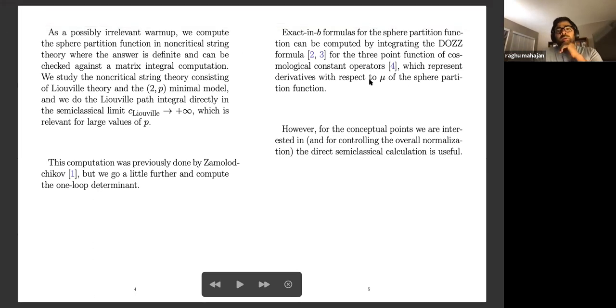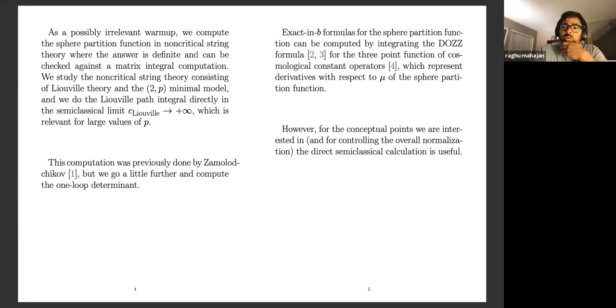Anyway, one comment is that one could get exact in b formulas for the sphere partition function in Liouville by taking the DOZZ formula when all the operators are like e to the 2b phi, where b is the cosmological constant operator, e to the 2b phi, because the 3-point function of that operator is the third derivative of Z with respect to mu. So if you know the third derivative of Z with respect to mu, you can just integrate it 3 times. Mu is the cosmological constant of Liouville.